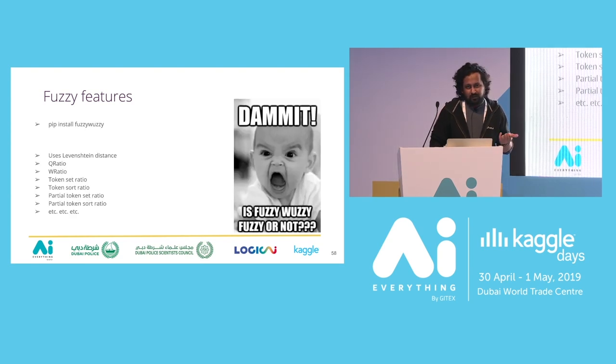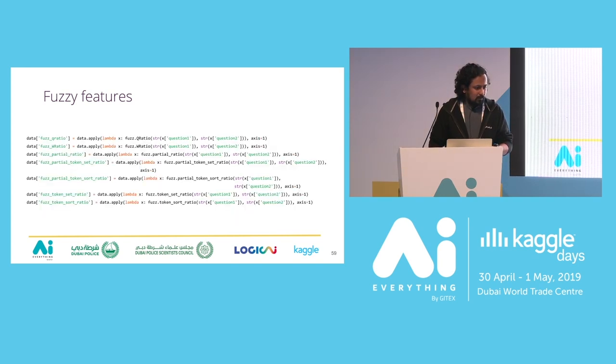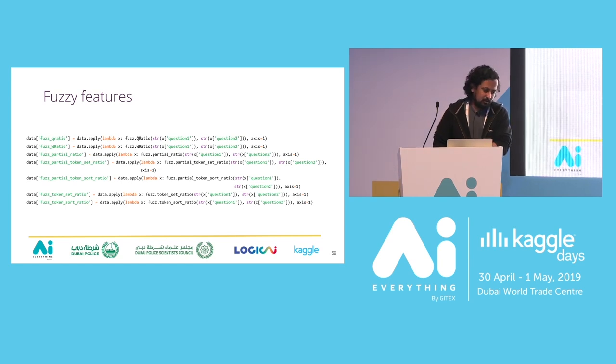There is a package called Fuzzy Wuzzy, which is very good, and you can extract a lot of fuzzy features using it. This is how you can, from fuzzywuzzy, import fuzz, and then you have Q ratio, W ratio. I've shown only 4 here. Shown 7.